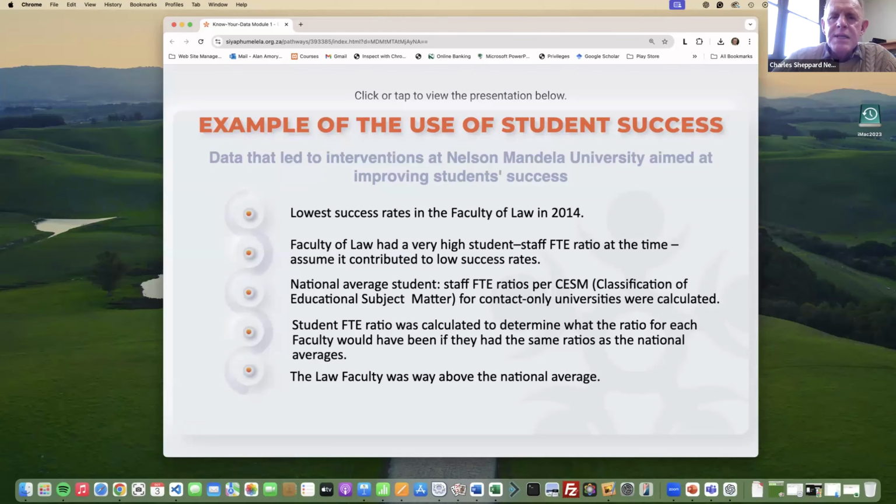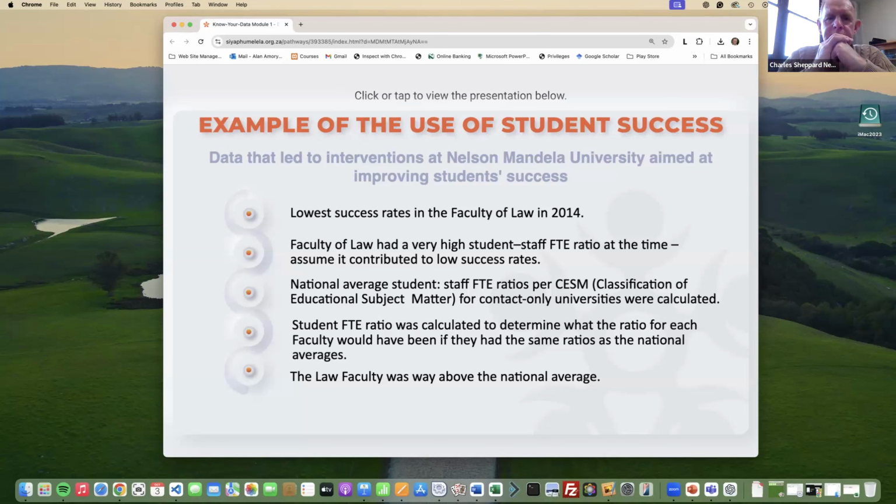We had the lowest success rate in the Faculty of Law in 2014. But at the same time, I noticed that the Faculty of Law had a very high student-staff FTE ratio at the time, and I assumed it contributed to the low success rate. So I thought, okay, I want to see how other faculties of law are comparing with our Faculty of Law. But you know that the faculties in the different institutions are often composed very differently.